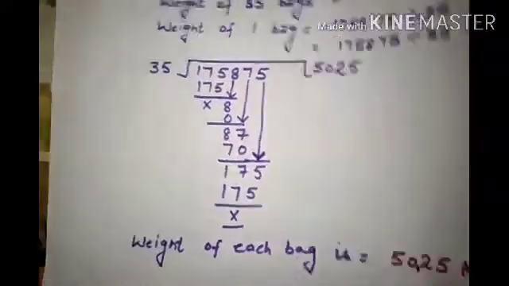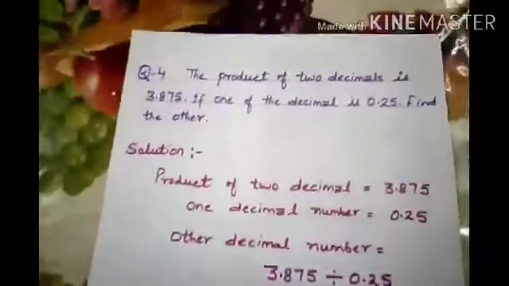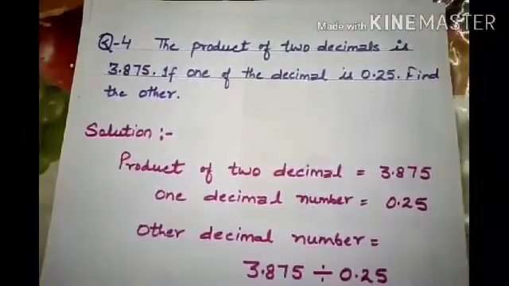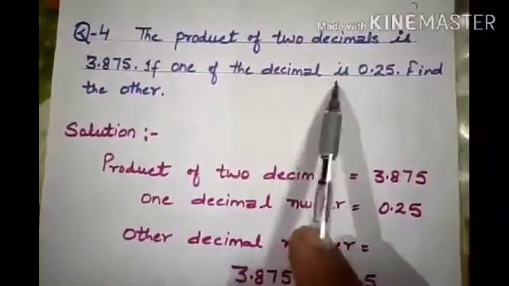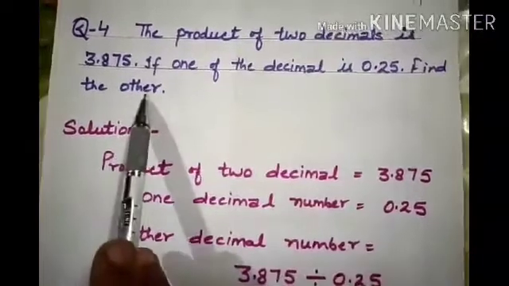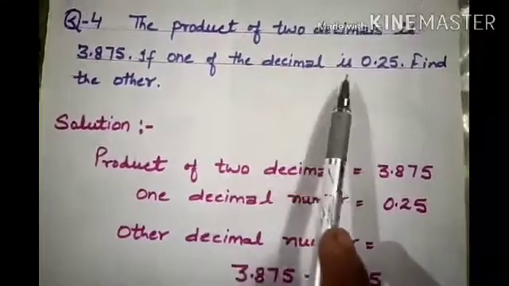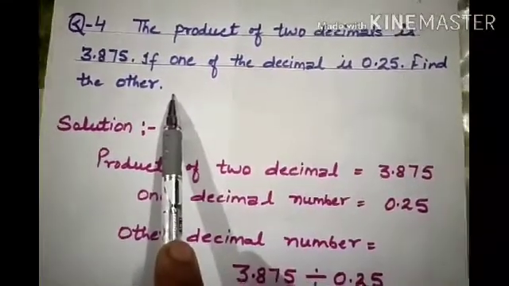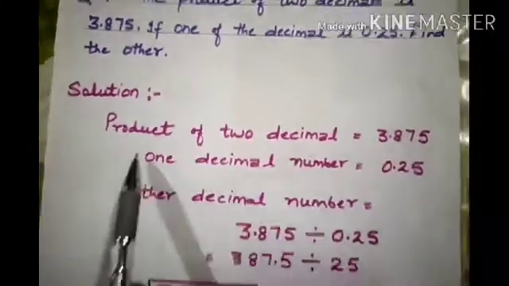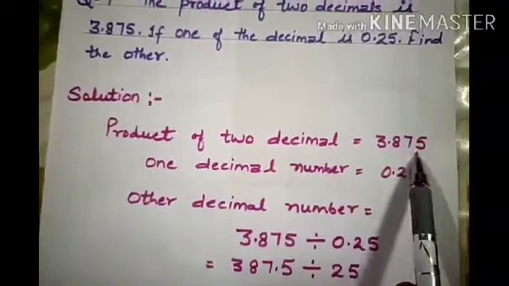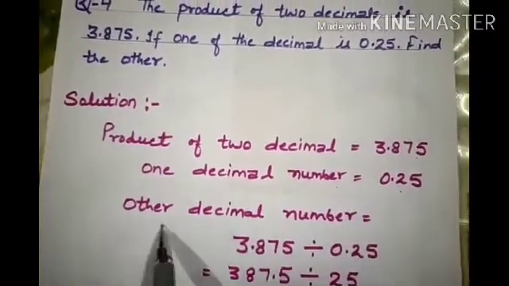Now question number 4. The product of two decimals is 3.875. If one of the decimals is 0.25, find the other. In this question, the product is given. One decimal number is given. We have to find the other decimal. If I say that the product of two numbers is 6, one number is 2, find the other number, तो आप क्या करेंगे, 6 divided by 2, the other number will be 3. The same as here in this question, the product of the two decimals is 3.875. One decimal number is 0.25. We have to find the other decimal.